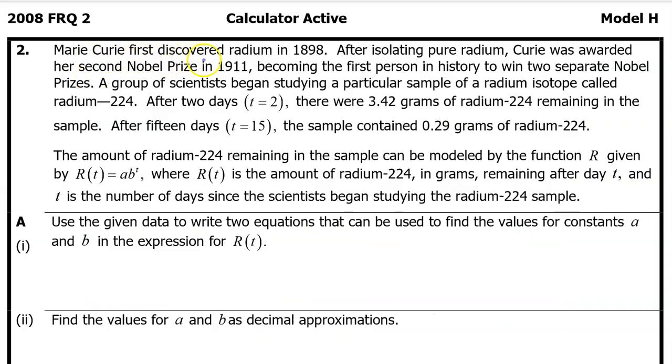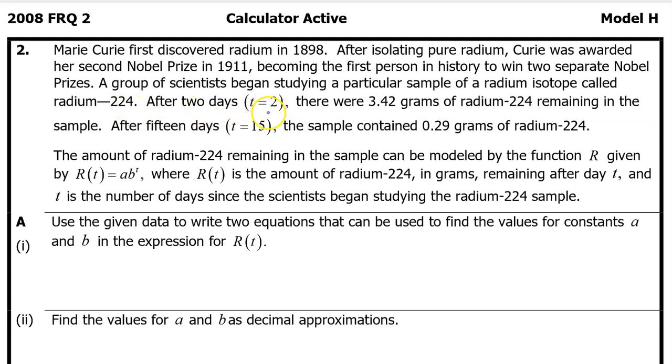Marie Curie first discovered radium in 1898. After isolating pure radium, Curie was awarded her second Nobel Prize in 1911, becoming the first person in history to win 2 separate Nobel Prizes. A group of scientists began studying a particular sample of a radium isotope called radium-224.